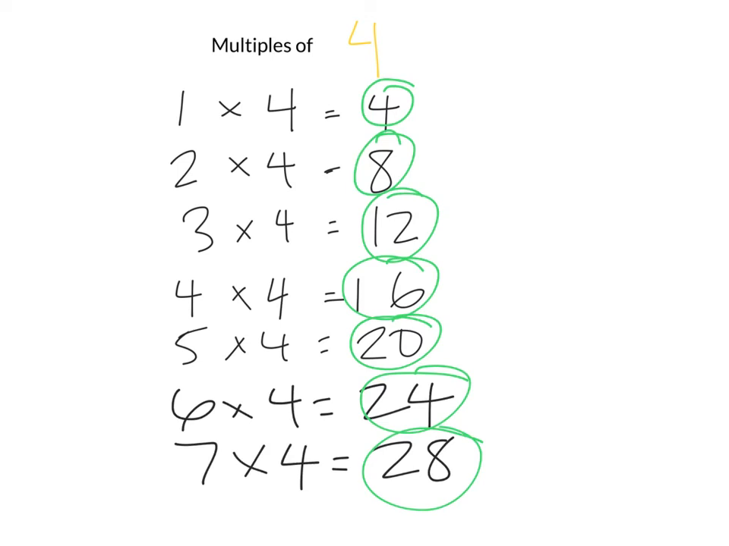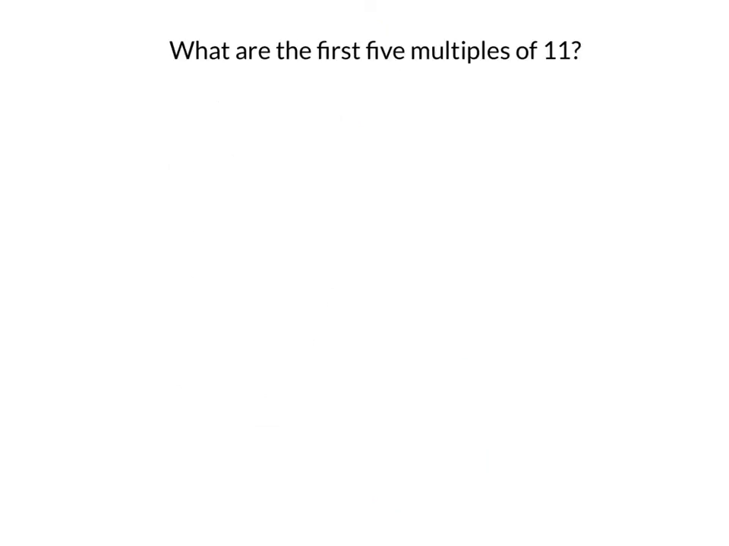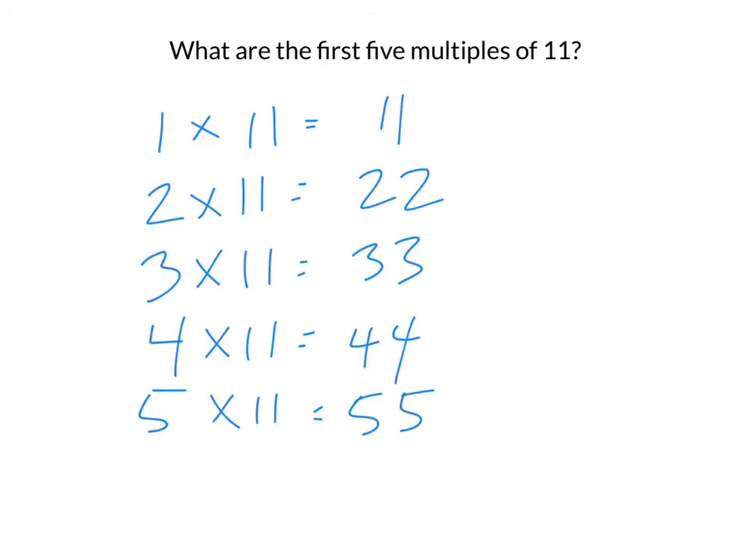Now here's another question for you. Can you tell me the first 5 multiples of the number 11? Try that now. Go ahead and press pause now if you need to. Okay, were you able to come up with 11, 22, 33, 44, and 55? If so, you're correct. And the easiest way to always do multiples is start off with the number 1.